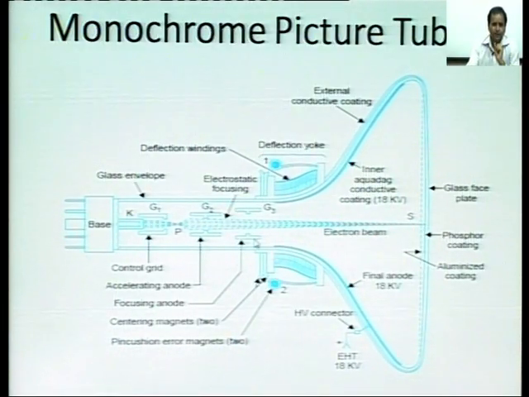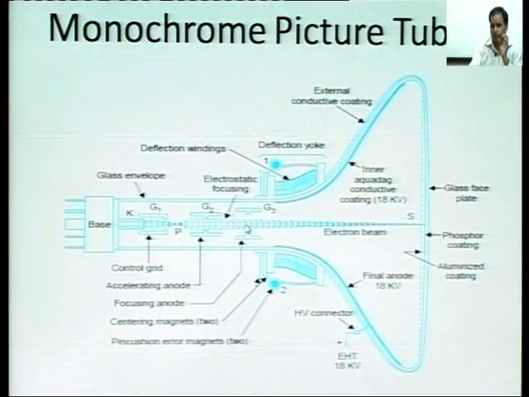Then we have the next grid, which is called the focusing anode. This focusing is done with the help of electrostatic focusing. What happens when electrons travel? They travel in the form of a cylindrical beam. This is the beam of electrons which travels from cathode to anode.